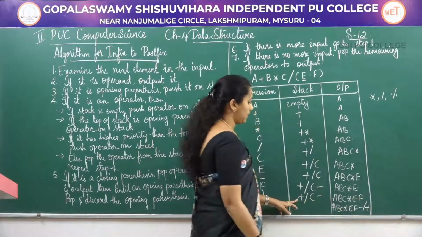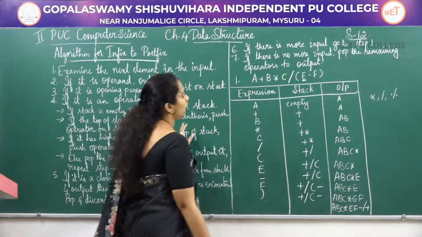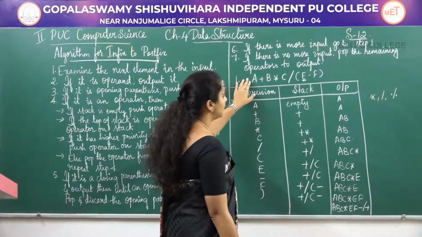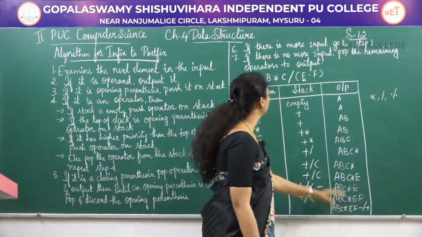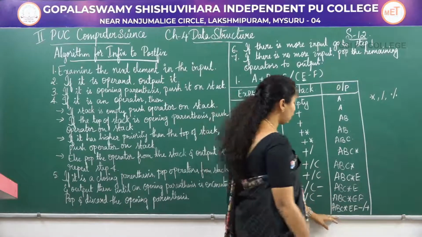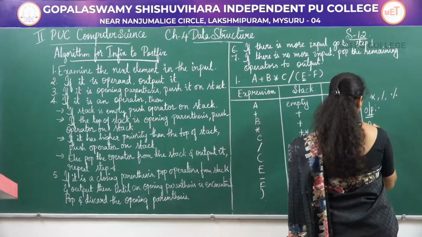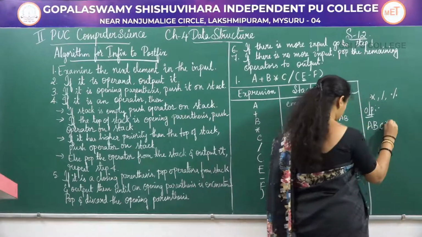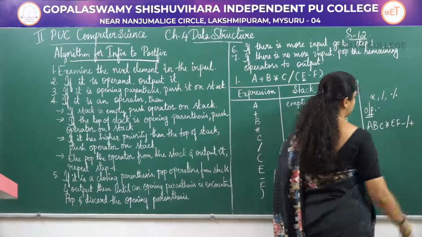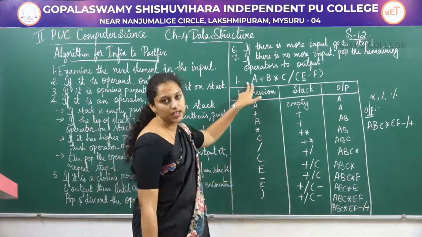Next symbols are division as well as addition. Here we don't have any more input, so we have to stop at this level. We have to pop the remaining operators to the output. So the output is A, B, C star E, F minus slash plus. This is the output for this infix expression.